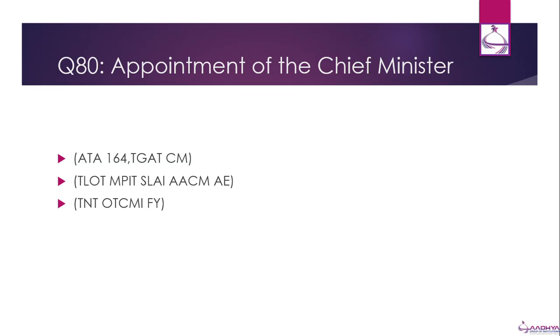Appointment of the chief minister. According to Article 164, the governor appoints the chief minister. The leader of the majority party in the state legislative assembly is appointed as chief minister after elections. The normal tenure of the chief minister is 5 years.